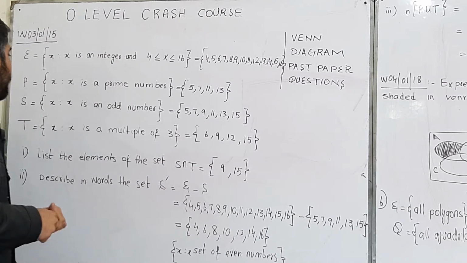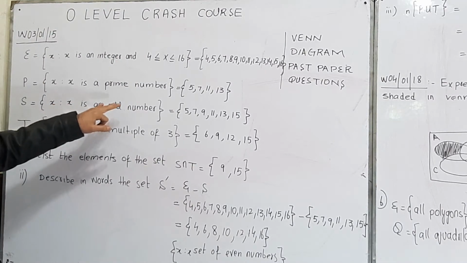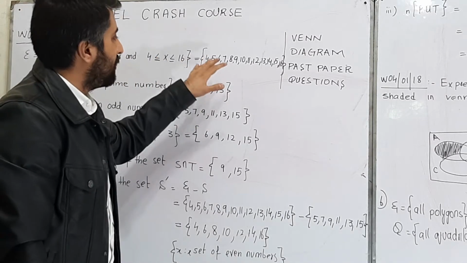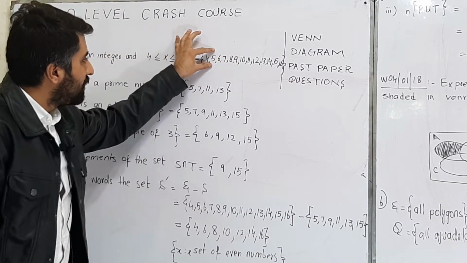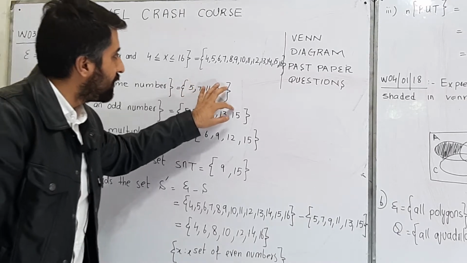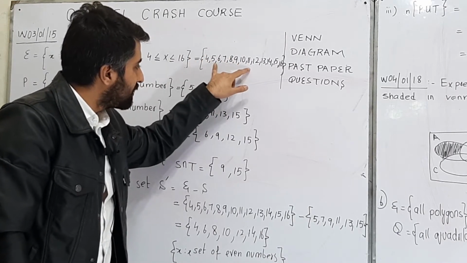The next set is S. Now that is a set of odd numbers, and you have to choose your odd numbers from universal set. Now 5, 7, 9, 11, 13 and 15 are odd numbers from this universal set.